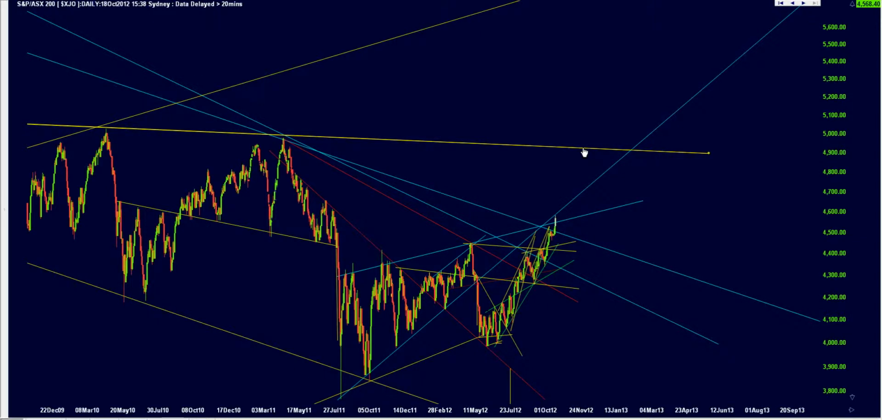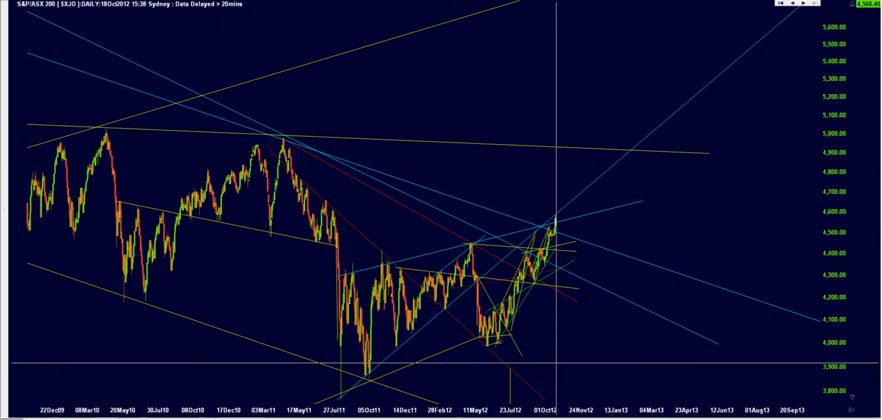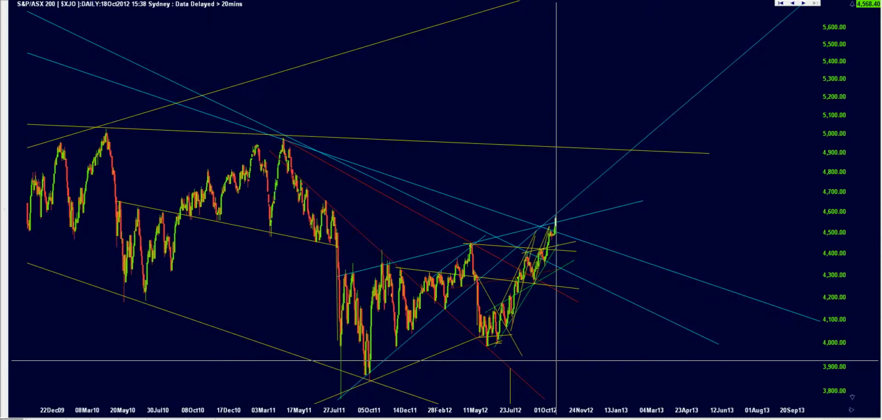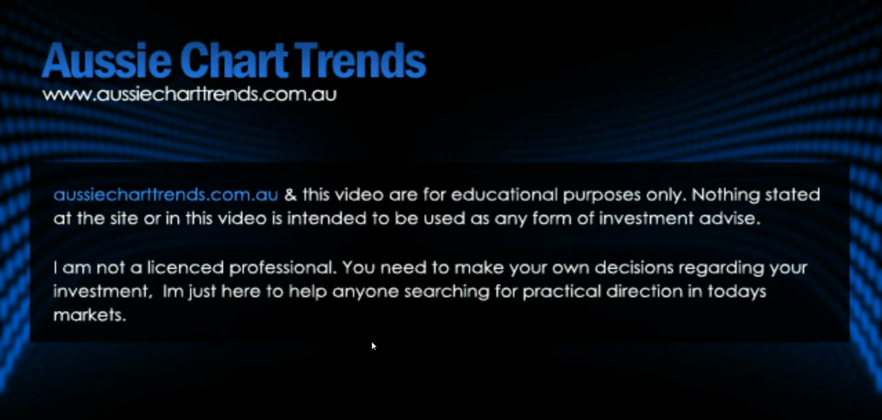So it is very possible that the ASX 200 may want to head up to this area if we get that breakout on the S&P 500. But if we get the breakdown, well, we could expect then that we may see a fairly big correction on the way. So guys, that pretty much wraps up today's market update.